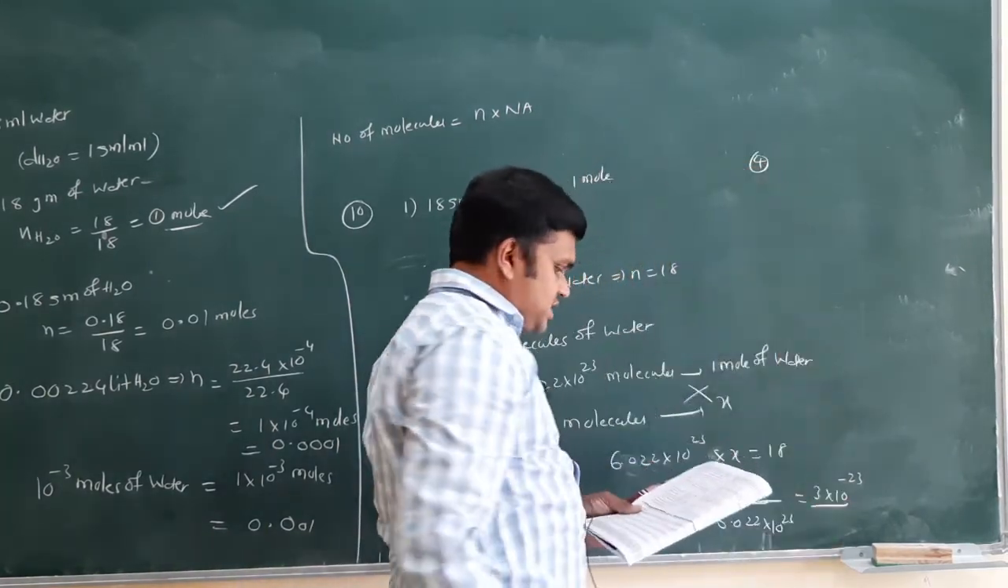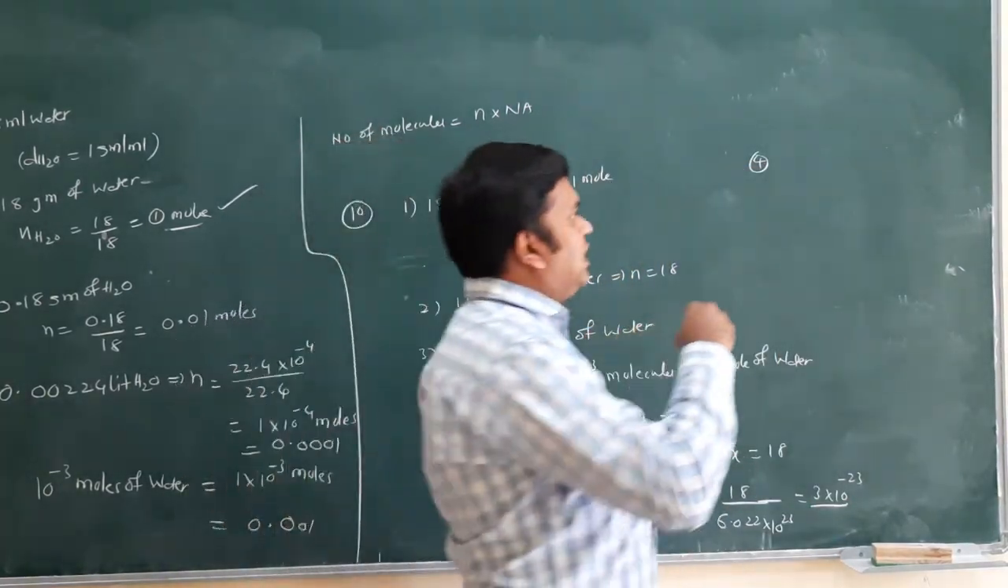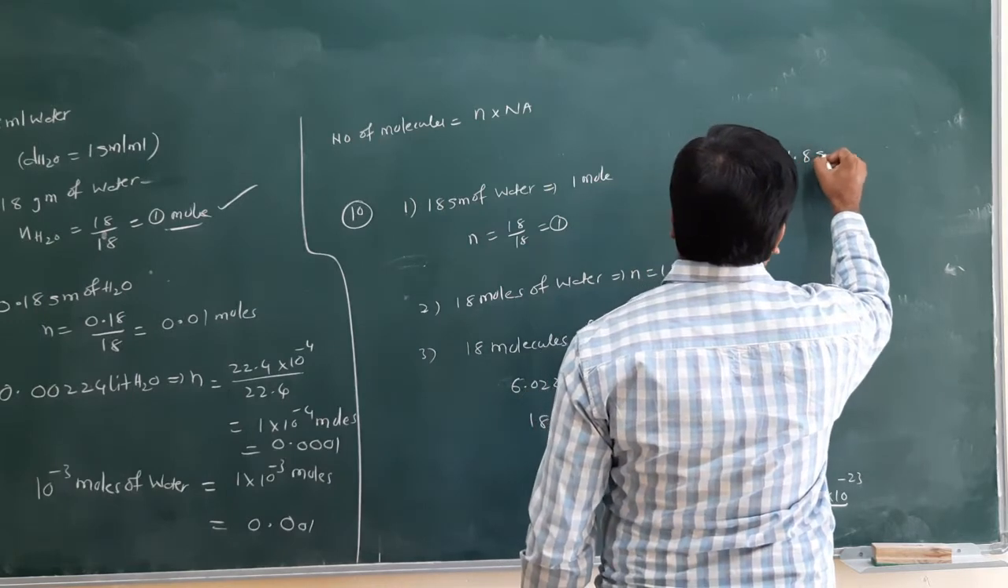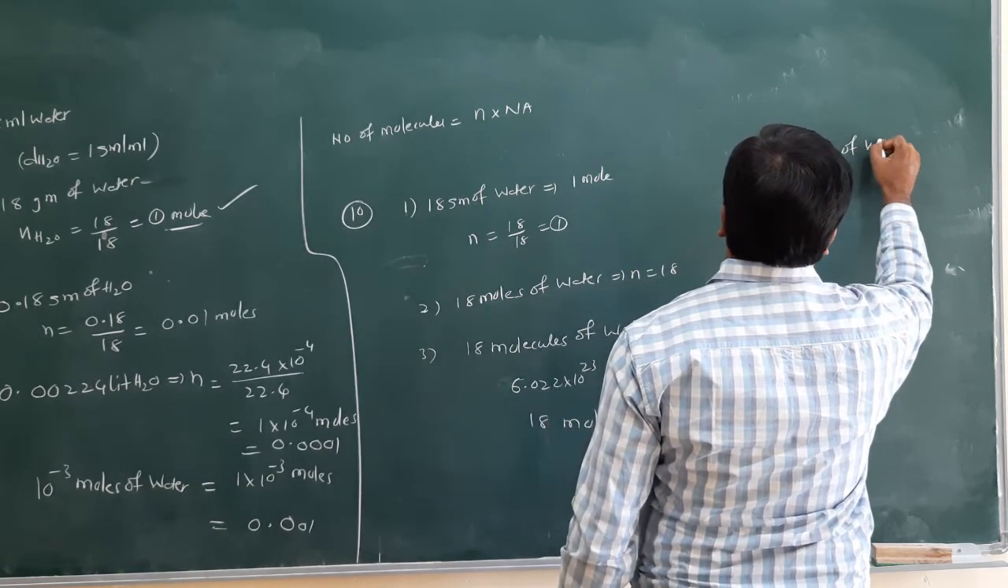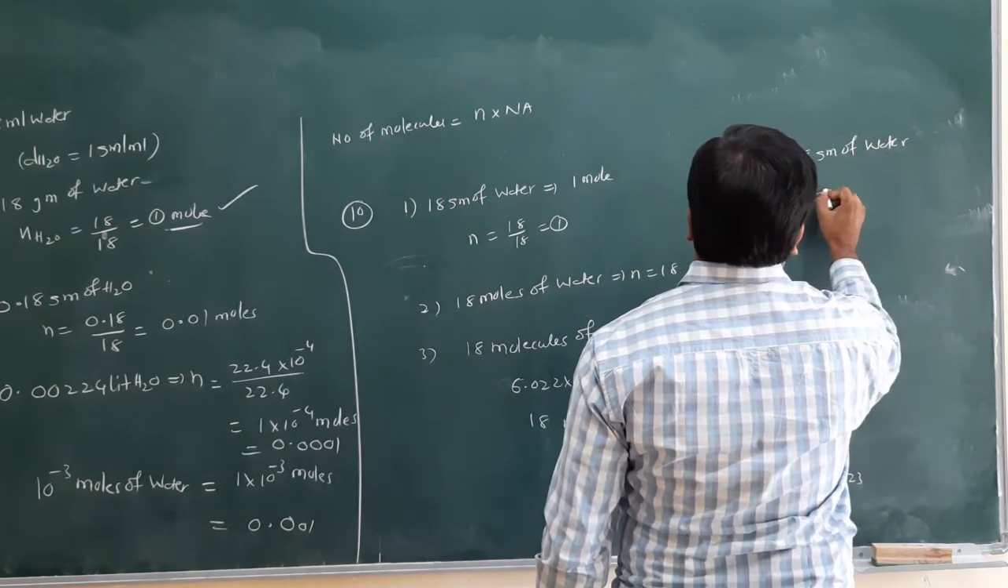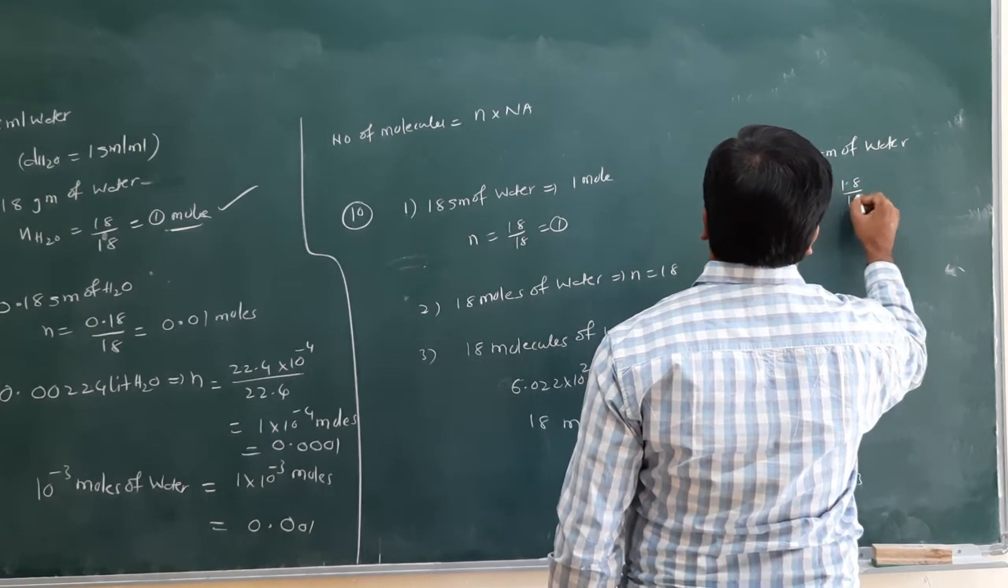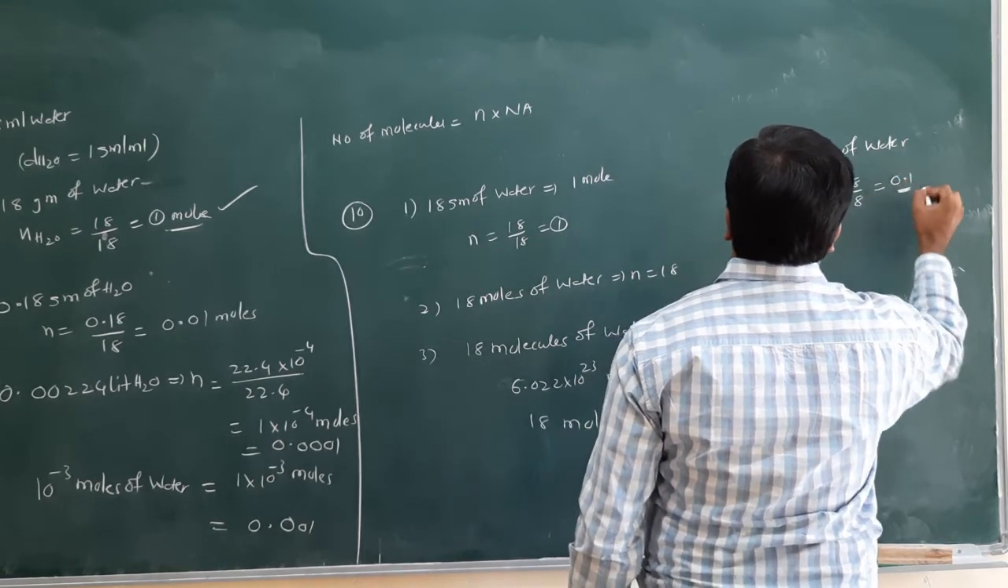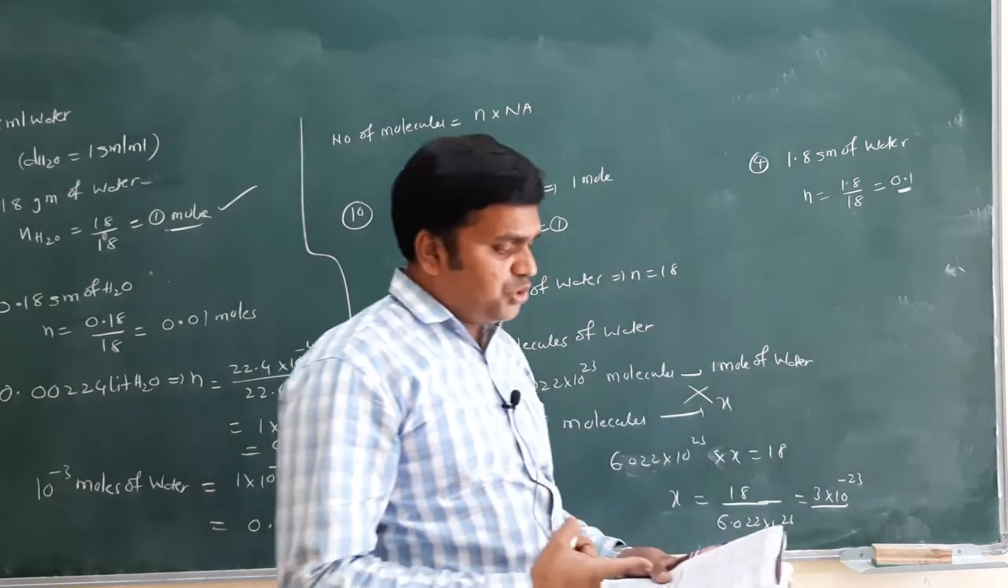And option 4, what is option 4 here? 1.8 grams of water. So n is equal to 1.8 by 18, that is equal to you will get 0.1 only.